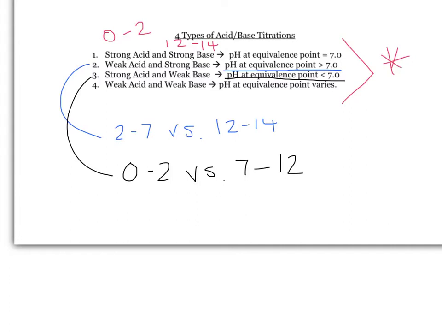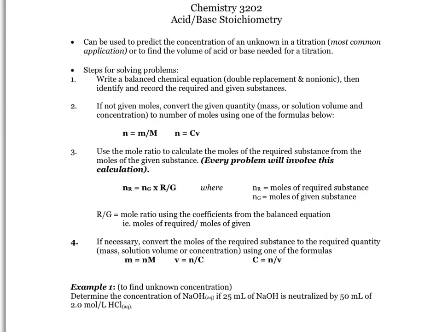It all depends on where in the range the weak acid is and where in the range the weak base is. So we cannot accurately determine what the pH at the equivalence point would be. We can't say that it will always be greater than or less than 7, so we just say that it's unknown.